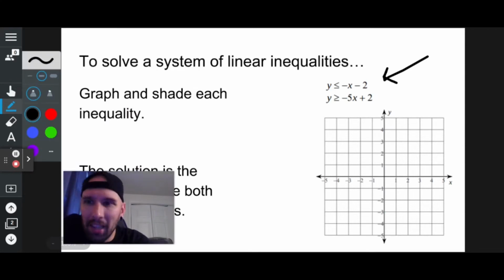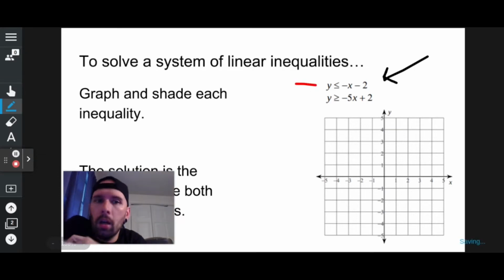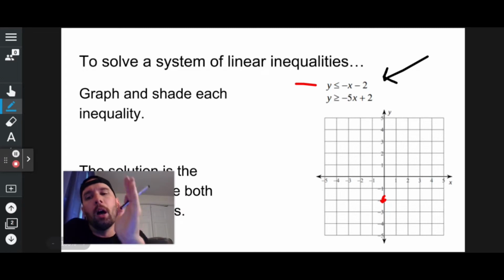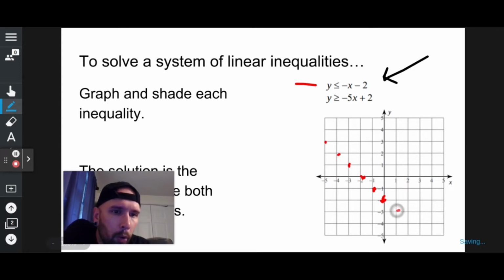It's not fat. Let's graph the top equation in red. I have y is less than or equal to negative x minus 2, which means we put the dot at negative 2 because that's my y-intercept. My slope is negative 1 over 1, which means up 1, left 1, up 1, left 1, and more, and then more. And I can do down 1, right 1, down 1, right 1, down 1, right 1.